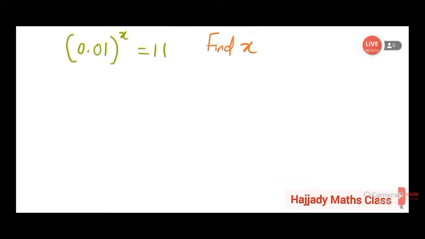Math class. Today we shall be solving this Olympiad math question. Now here we have 0.01 all raised to power x equals 11, and here the first thing we are going to do is to apply the law of logarithm.